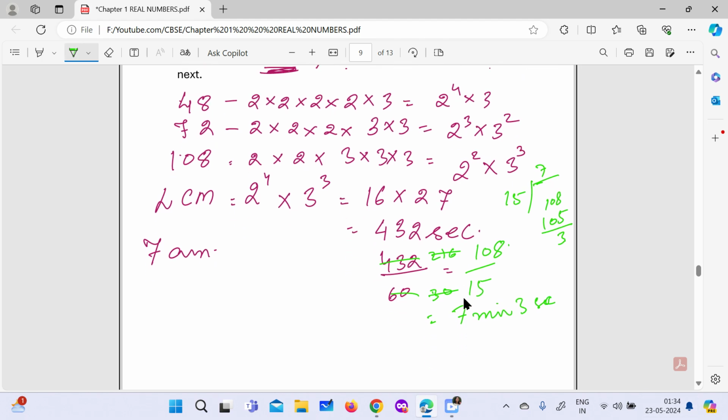Okay, so in this part we have to write the timing. Since they are changing at 7 minutes 3 seconds, your next time when they are going to change together will be 7 a.m. plus 7 minutes and 3 seconds. I hope this is clear to everyone.